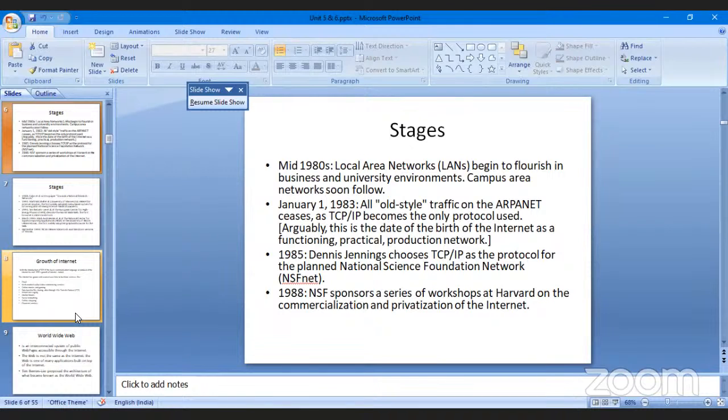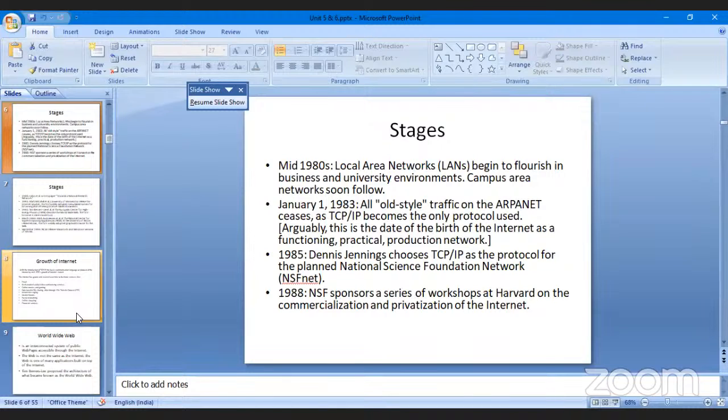On January 1st, 1983, all old-style traffic of ARPANET ceased as TCP/IP became the only protocol used. ARPANET was initially used, as I told you before. Now that stopped and the standard came, TCP and IP being the only protocols used for the internet. So officially this becomes the date of birth of the internet, January 1st, 1983.